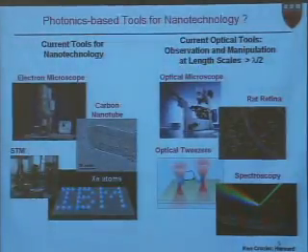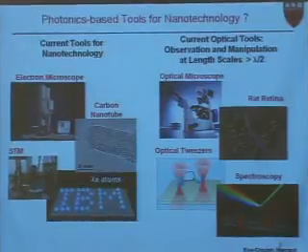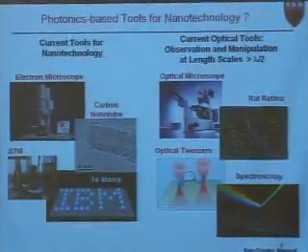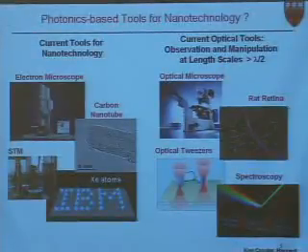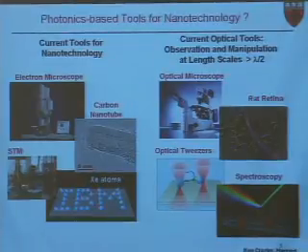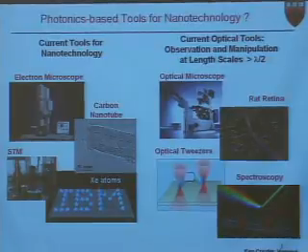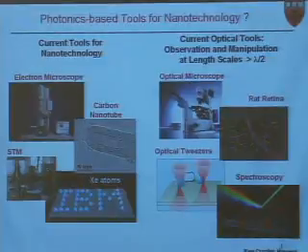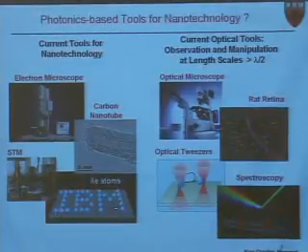So my group works on the development of photonics-based tools for nanotechnology. So currently in nanotechnology, what do we have to observe and manipulate structures? Well, using electron microscopes, we're able to see very small structures such as the different shells of this multi-walled carbon nanotube, and using scanning probe techniques such as a scanning tunneling microscope, we're able to image down to the level of the individual atom and even push around individual atoms, for example, to spell the letters IBM.